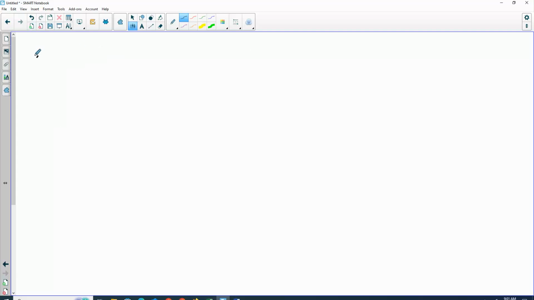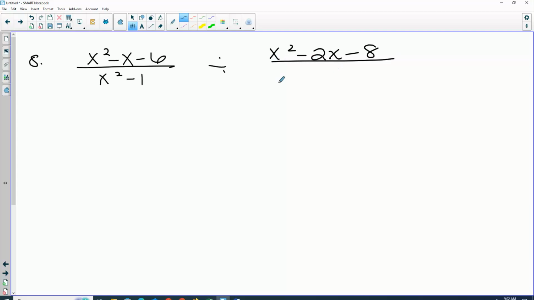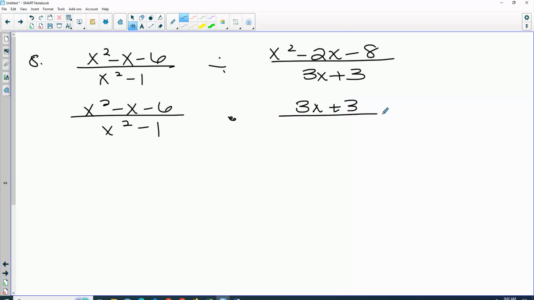Problem 8 is similar. When you multiply and divide, our strategy is the same. However, first, you have to change your division problem to a multiplication problem. How do we divide? Multiply by the reciprocal. So we change it to times, flip the second fraction. Now it's just like problem 7.